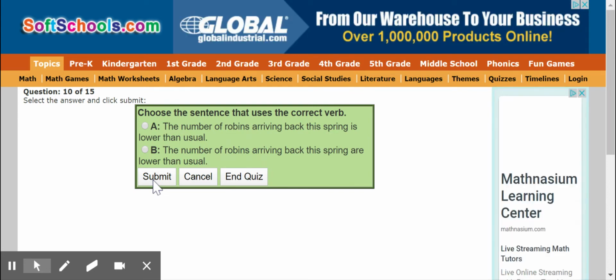10. The number of robins arriving back this spring is lower than usual or are lower than usual. So remember the last one we did using the word number. It said a number. When it's a number, you treat it as plural. When it says the number, you treat it as singular. So the number of robins arriving back this spring is lower than usual. So we're going to pick A. Okay.